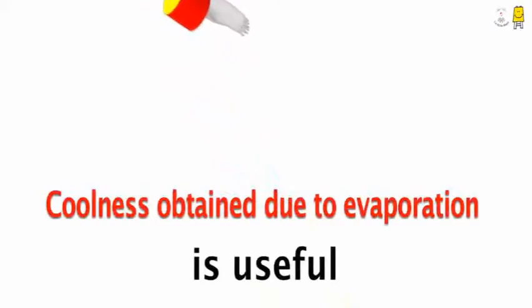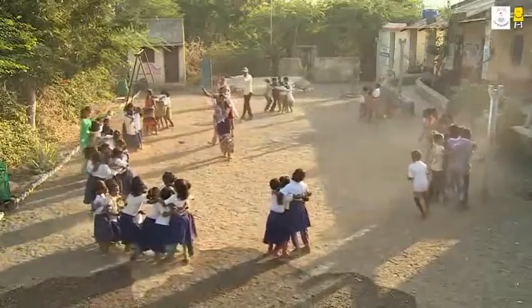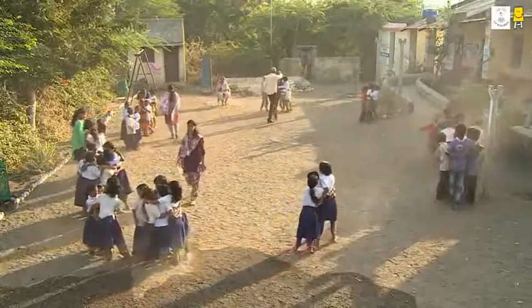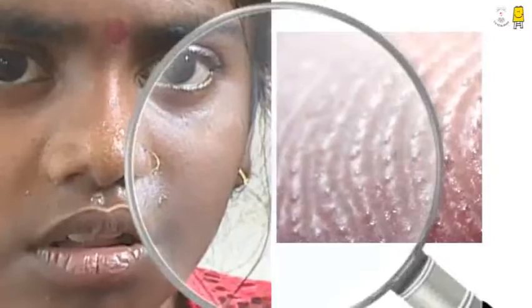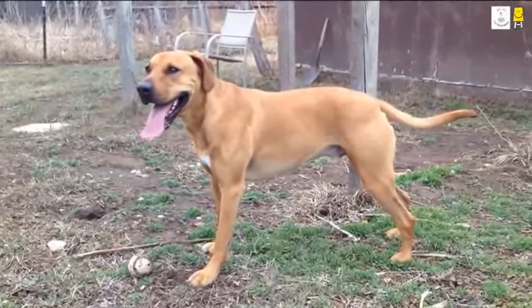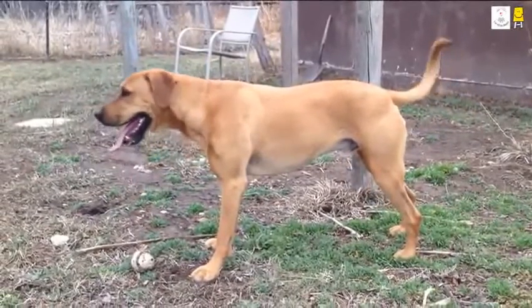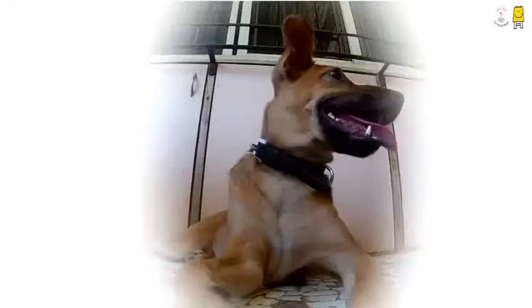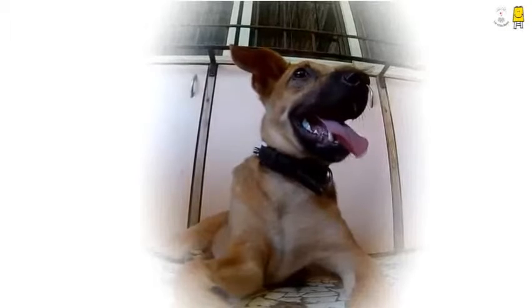The coolness obtained by evaporation is very useful. When we run in hot weather, we sweat, and the sweat dries as it evaporates. And the same thing happens. Our body cools down. Not only us, but there are others who feel cool due to evaporation as well. Have you ever thought why a dog hangs out its tongue while panting? Dogs have thick skin, so they sweat less. Thus, it hangs out its wet tongue to increase evaporation and feel cool.